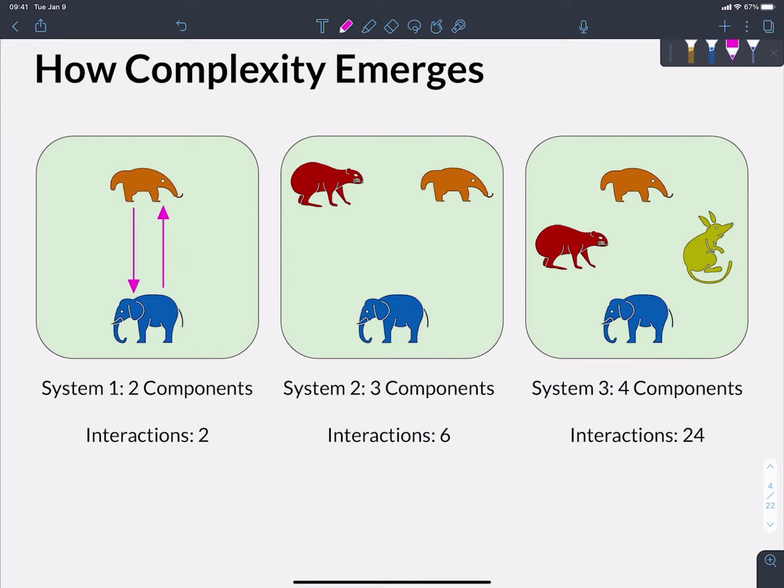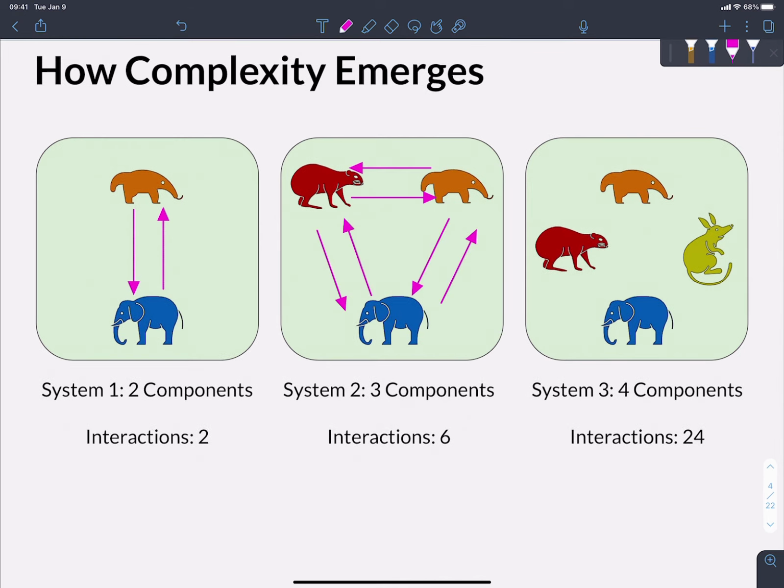When we add an additional component to the system, notice that the number of interactions goes up, but it doesn't go up linearly. It's not like we increase the number of components and the number of interactions goes up by 1 or even doubles. It actually goes up exponentially. We now have 6 different interactions in our system. I'm sure you can figure them all out, but this is what they would look like. And then when we add an additional component to the system, in system 3, we now have 4 components, the number of interactions increases exponentially again.